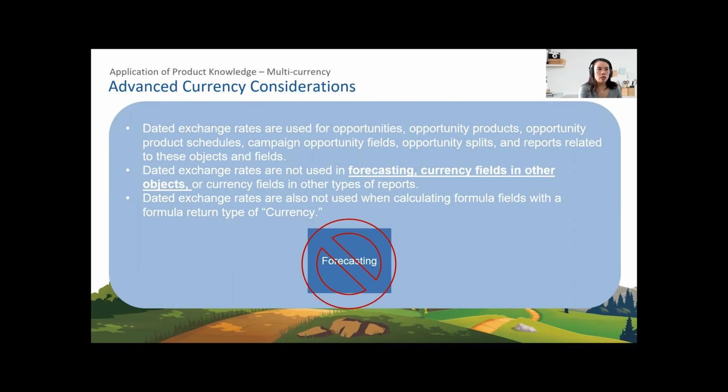So this is a good distinction between multi-currency versus advanced currency. This one does not support additional custom objects, account, or forecast, whereas you can still have multi-currency on there. It just won't be dated exchange rates. They are also not used when calculating formula fields with a formula return type of currency.